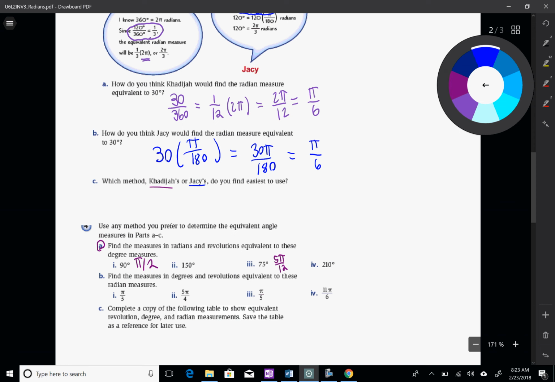All right, so JC's method, I would take 150 degrees for number 2, multiply by pi over 180, so I'd get 150 pi over 180, which simplifies to 15 pi over 18, which simplifies to 5 pi over 6.